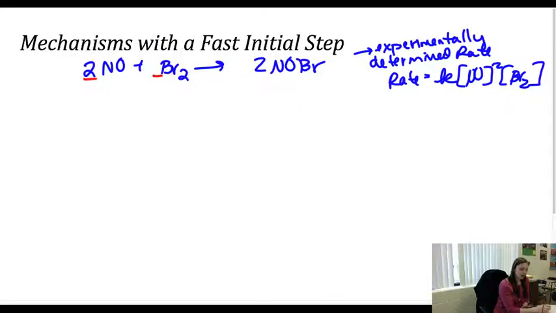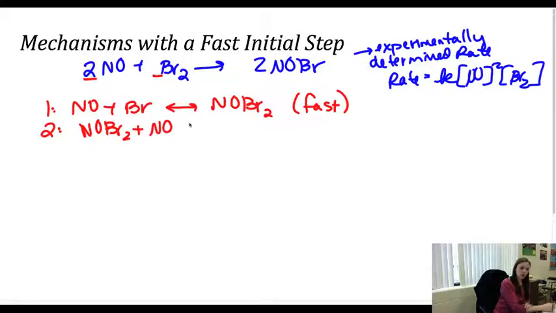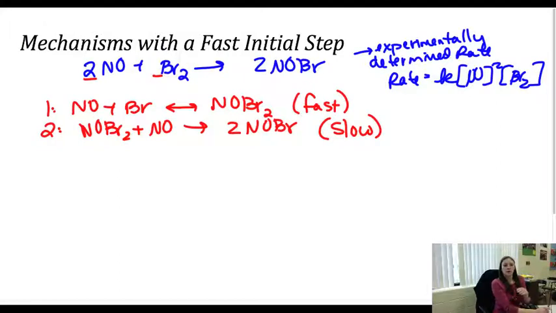So it's probably not going to be termolecular, which means I probably need 2 steps to get this one to occur. And an alternate idea here is that I could have step 1 be NO plus Br2 yielding NOBr2, and this is going to be a fast step. And we're actually going to draw a double arrow for this one because it's so quick that it goes back and forth. My second step here is going to be NOBr2 plus NO, and it's going to yield 2 NOBr. My second step is a slower step. Okay, so if we add these up, I get my overall reaction.